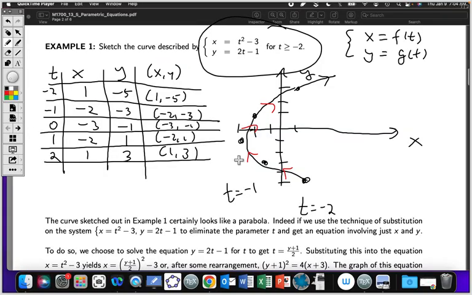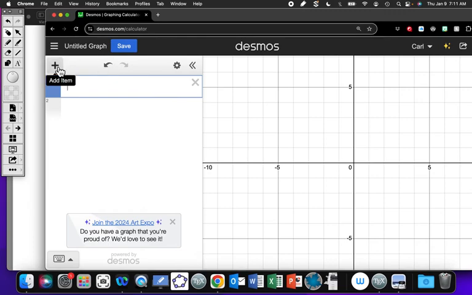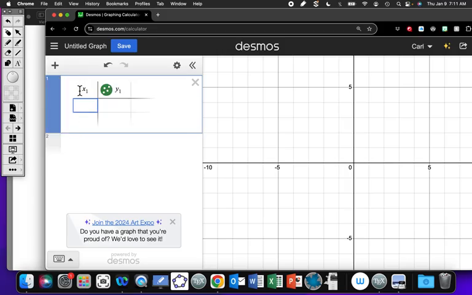So let's check out Desmos here. See how we can do some of these things on Desmos. We can make a table on Desmos. So if we hit the add item and go down to table, we're going to call our inputs t1, and then we're going to have f of t1, and then g of t1. We don't want the individual points for that.